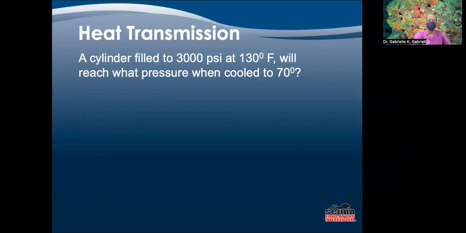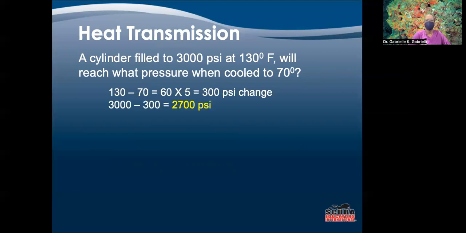All right, let's talk about heat transmission. A cylinder filled to 3000 PSI at 130 degrees Fahrenheit will reach what pressure when cooled to 70? How would we do that? We'd subtract. 130 minus 70 equals 60, times 5 equals 300 PSI change. So 3,000 minus 300 equals 2,700 PSI.